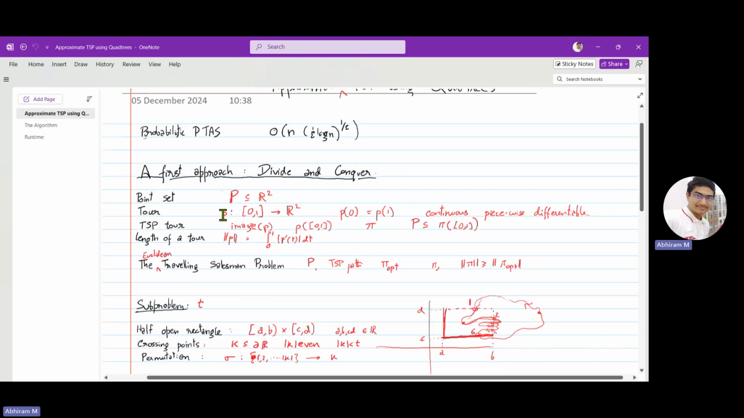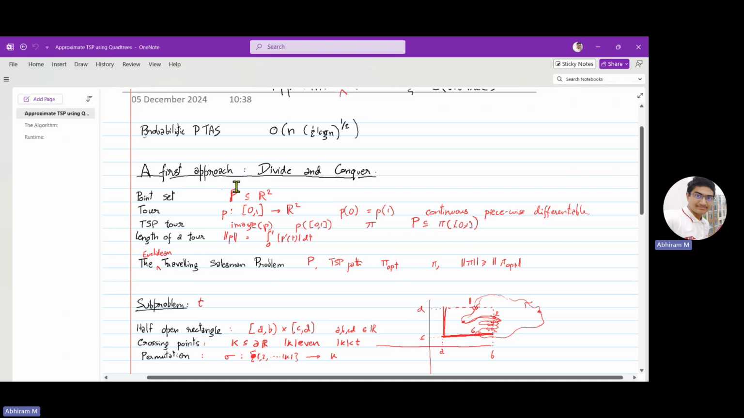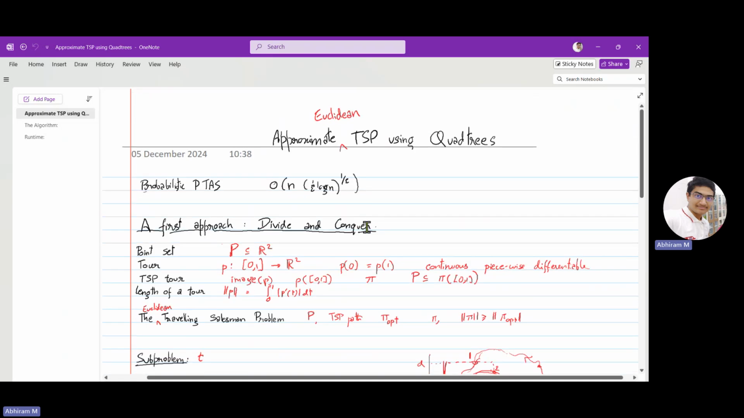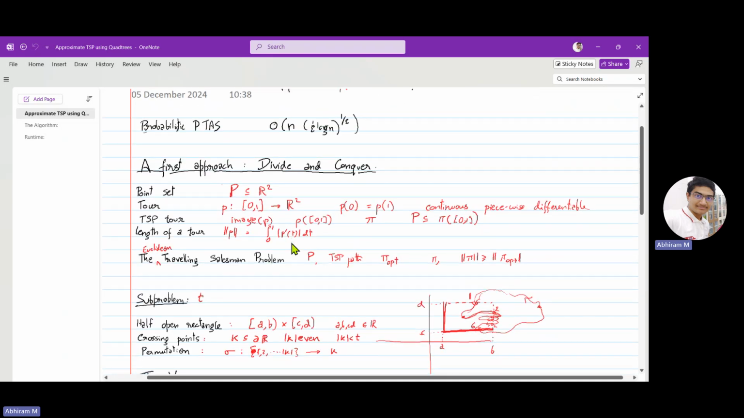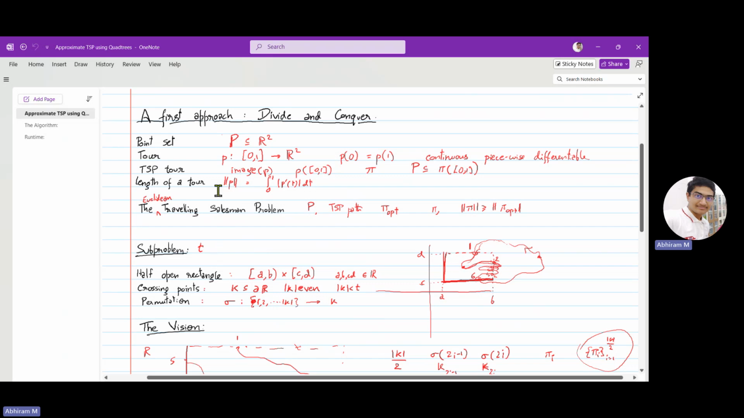So first, what we're doing right now is we're giving an exact solution, and this is going to be slightly slower. It is going to be in time n to the power O of t, where t is a constant that we have chosen, right? So the definitions we need are, first of all, what is a point set, what is a tour, and when do we call our tour a TSP tour if it covers all the points in the point set, what is the length of the tour, and in the Euclidean setting, anyway, every tour is going to be straight lines that we consider. So the length of the tour is just the sum of the length of those straight lines.